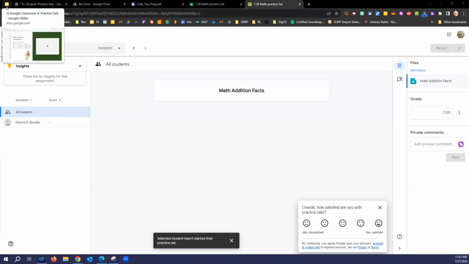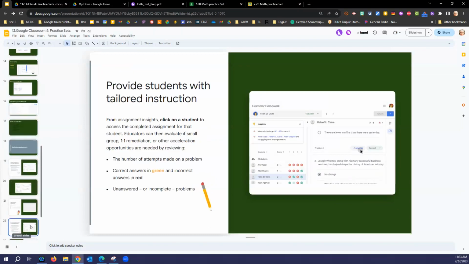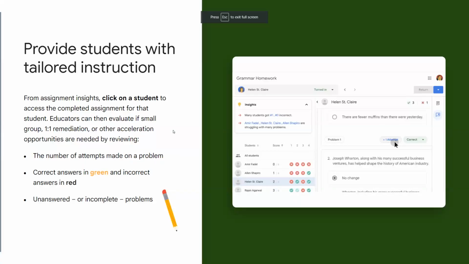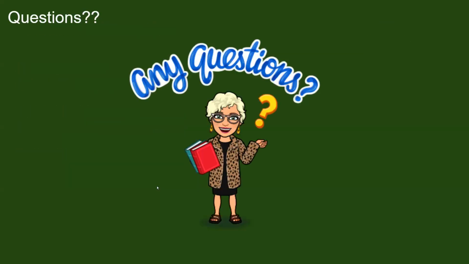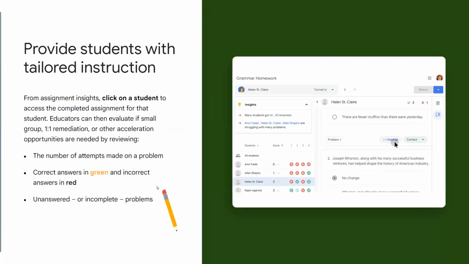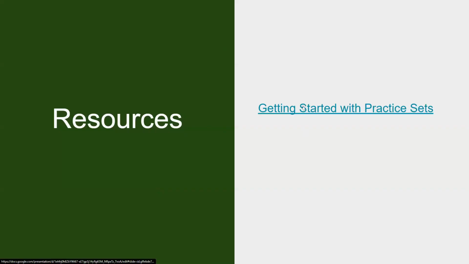All right, so let me go back and look at my deck because I think with this one, I'm going to just go back into slideshow again. We're almost done. So the number of attempts: green is always right. Red is always wrong. And then unanswered, it is also going to show you unanswered or incomplete questions. And then I put in here, I will find it.